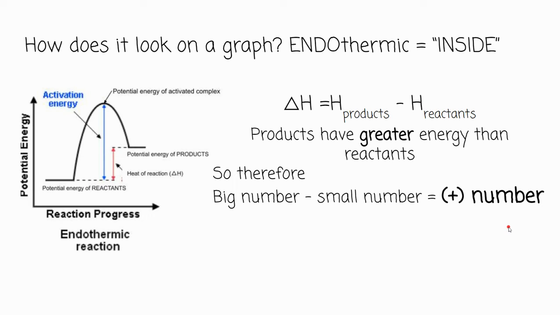So if you calculate delta H and delta H is positive, that is going to be an endothermic reaction because it had to take in heat, which means because it's having to take in that energy, those products are going to have greater energy at the end.